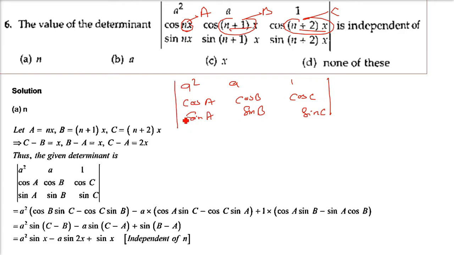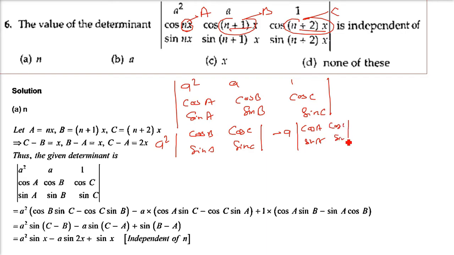And there is an expression you need to remember: cos A sin B minus sin A cos B is equal to sin(A minus B). So I am just opening it, A square, using the first row. So you get A square (cos B cos C, sin B sin C) minus A (cos A sin A, cos C sin C) plus 1 (cos A sin A, cos B sin B).